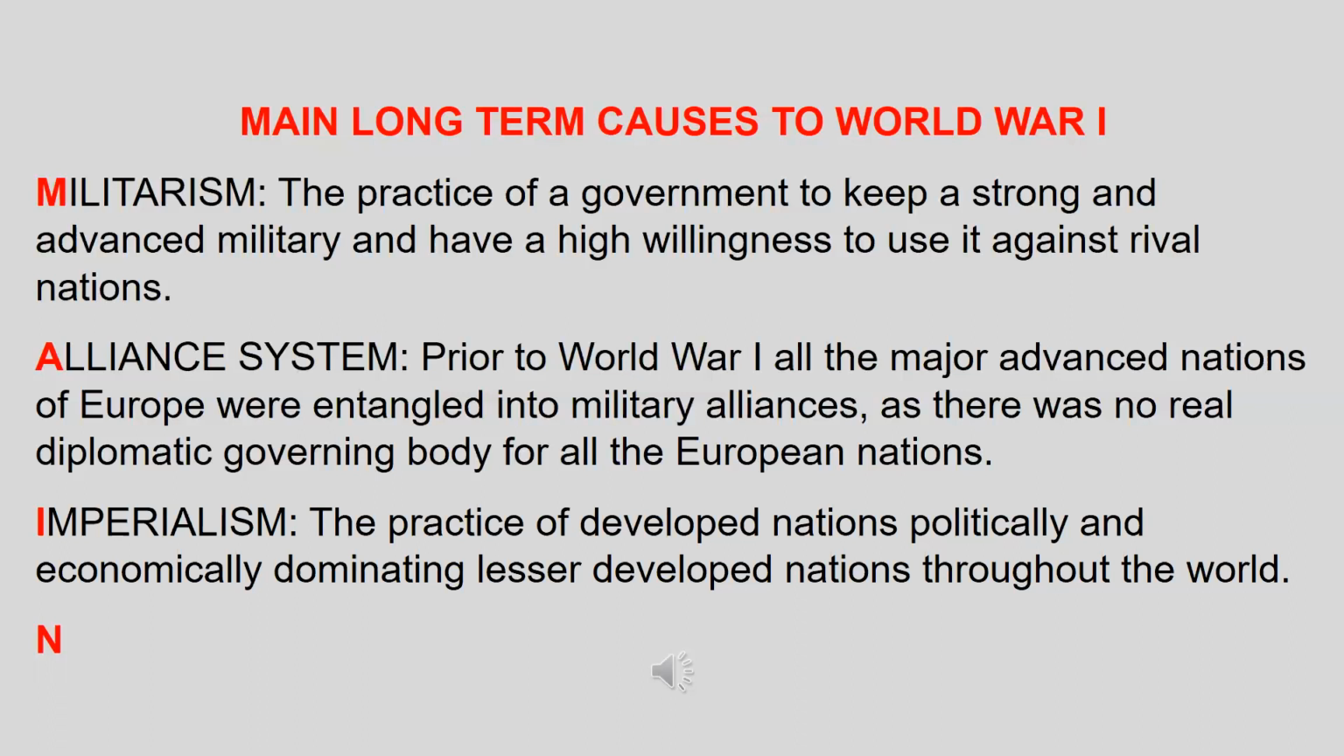The I in MAIN stands for imperialism. Imperialism, which was the practice of developed nations politically and economically dominating lesser developed nations throughout the world, dated back well beyond 1914. In fact, most of the second half of the 19th century was part of the so-called Age of Imperialism. Imperialistic rivalries between England and Germany that dated back to 1871 were still fresh by 1900 and were more intensified by 1914.